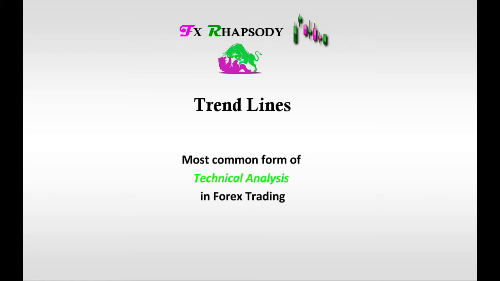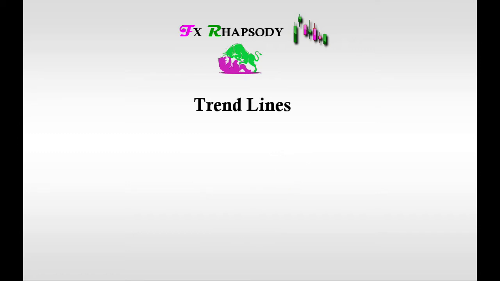Today we are looking at trend lines. Now, trend lines are probably the most common form of technical analysis in Forex trading. They're probably one of the most underutilized ones as well. If drawn correctly, they can be as accurate as any other method. Unfortunately, a lot of traders don't draw them correctly, and they try to make that line fit the market instead of the other way around.